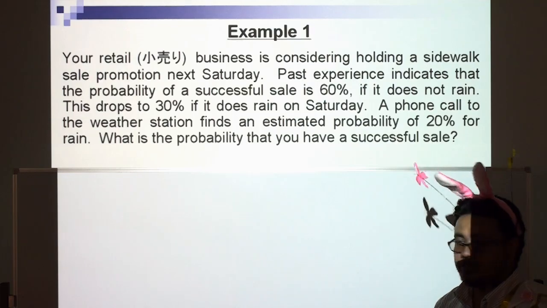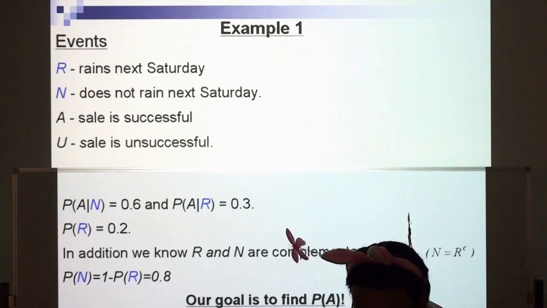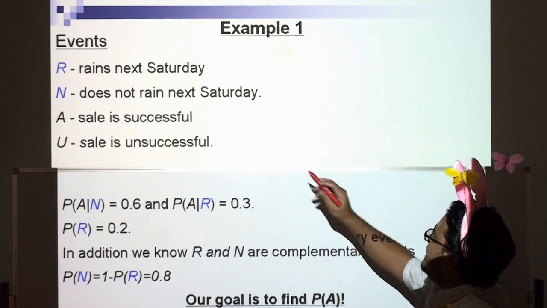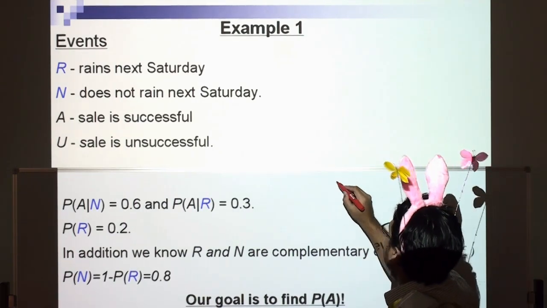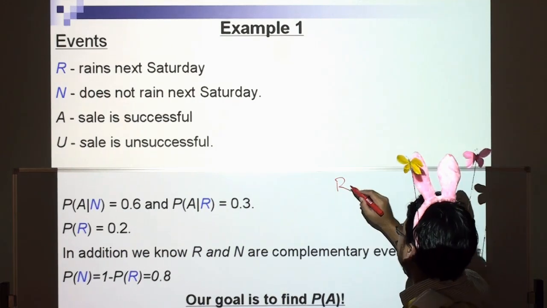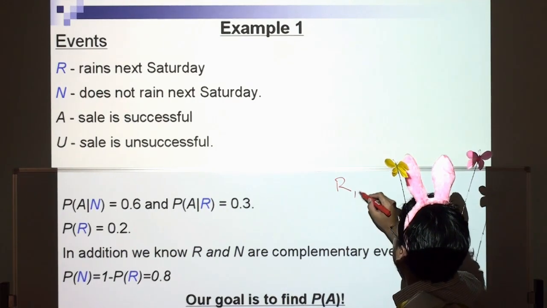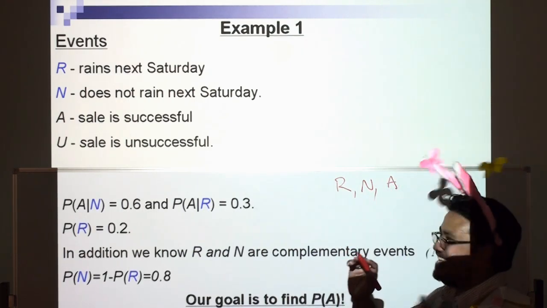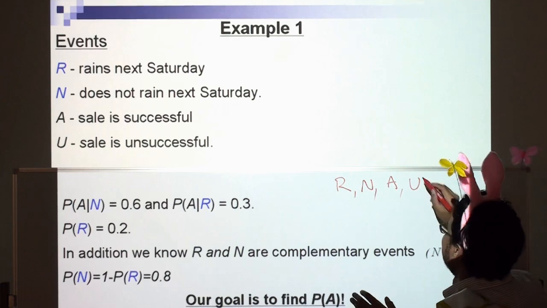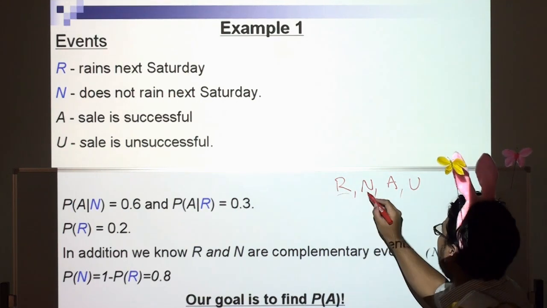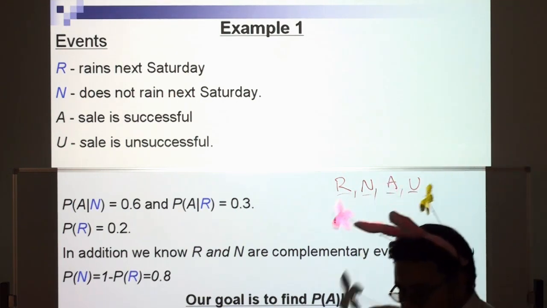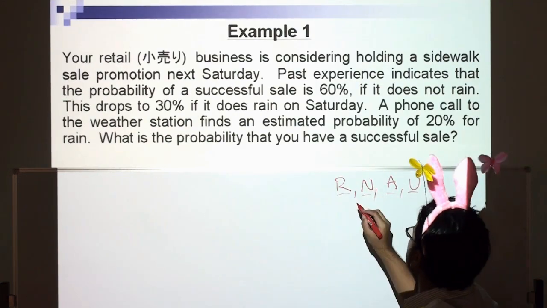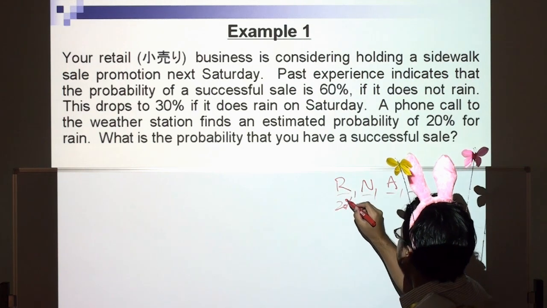Now let's look at the variables. We're going to use R if it rains next Saturday, N if it does not rain. A for a successful sale, and U will mean an unsuccessful sale. R, N, A, U. Now, firstly, let's go back here. So the probability of rain is 20%.